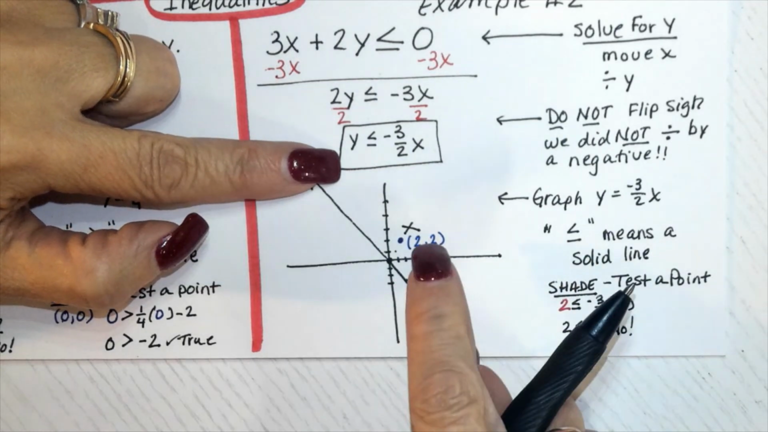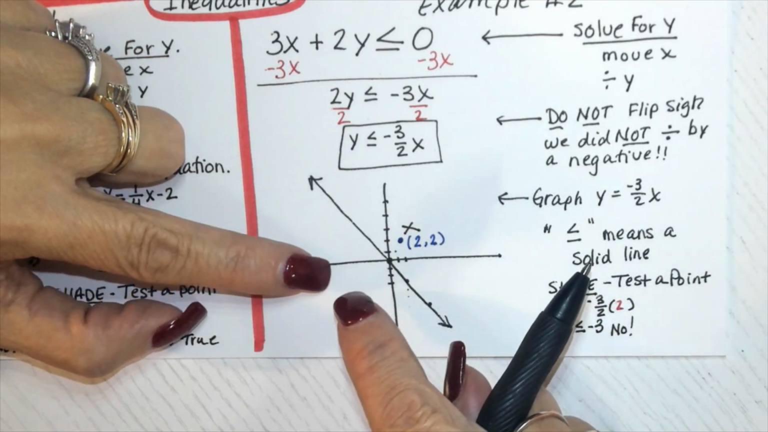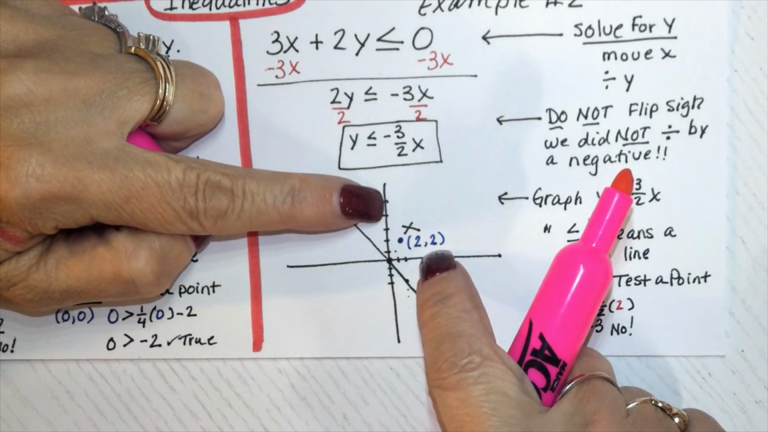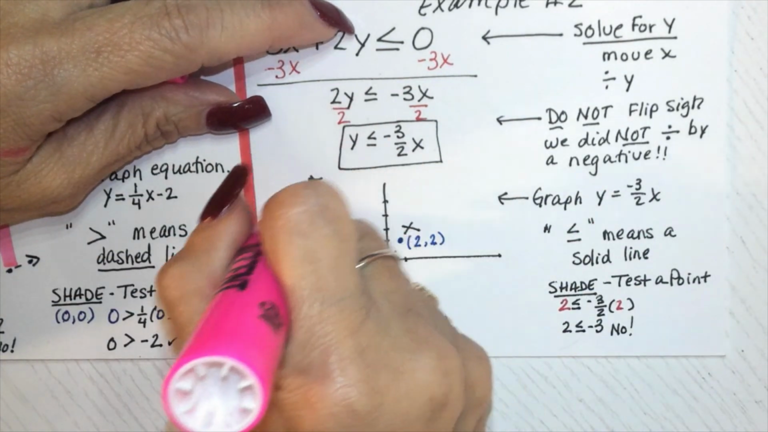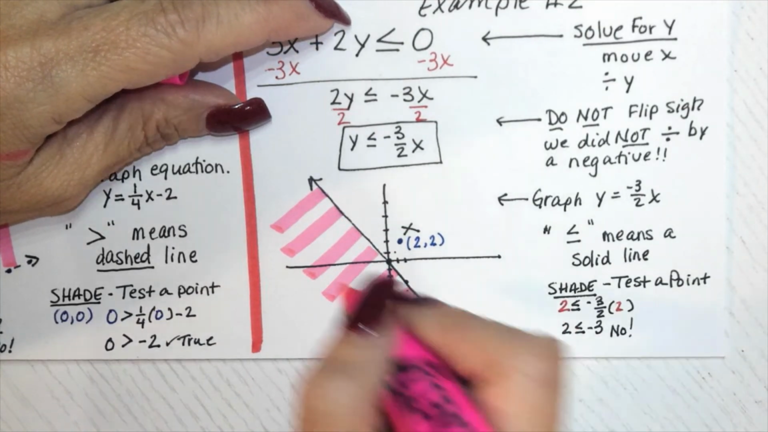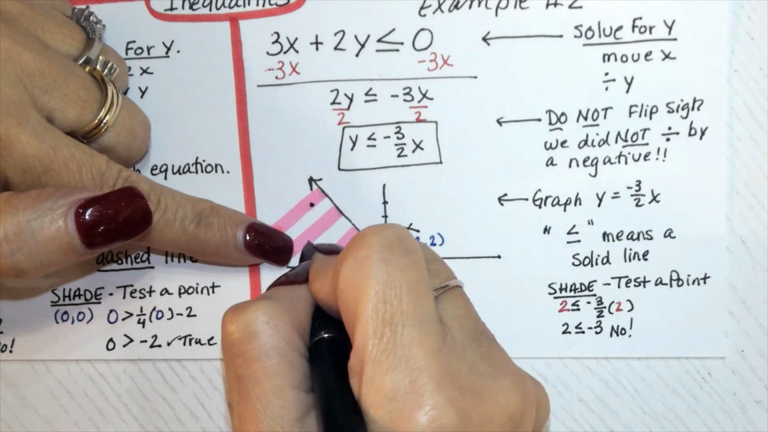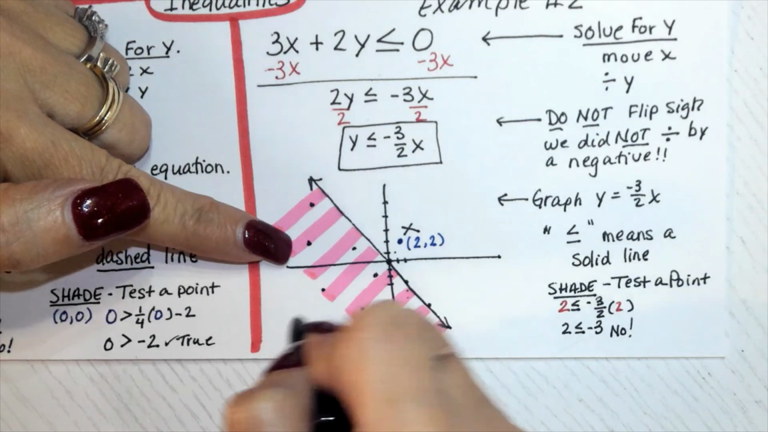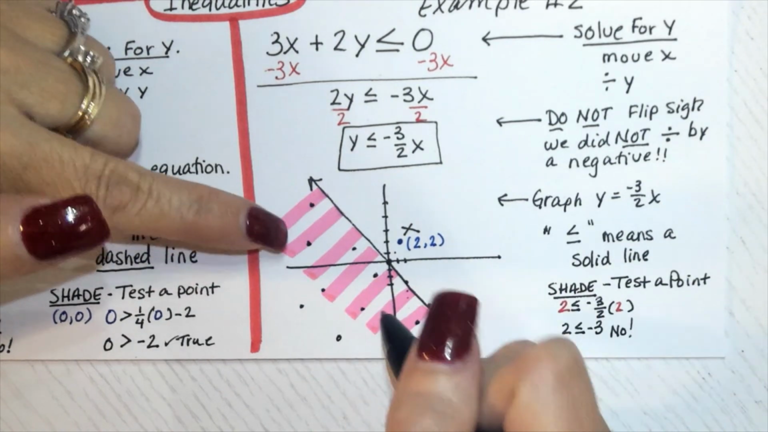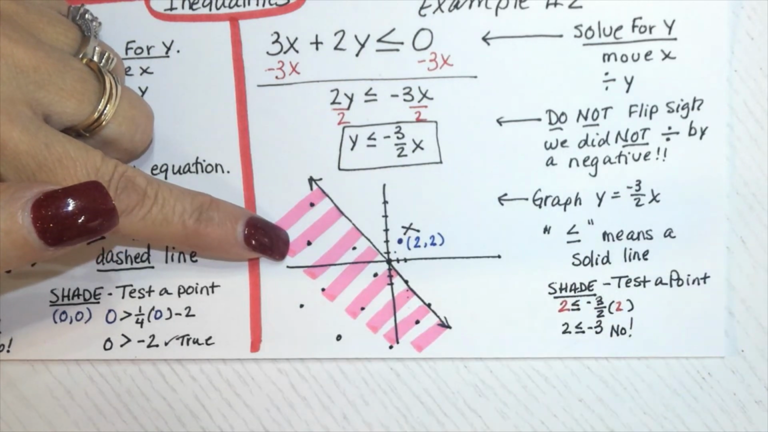This is not true. Since this side gave me a false statement, that means I shade on the other side. You just have to test one side. You don't have to test both sides. If this side gives you false, then you simply shade on the other side. If that side had given us true, we'd shade on that side. But it didn't. It gave us false. That means that any ordered pair over here on our graph is part of the solution. Any ordered pair that I pick over here would give me a true statement.